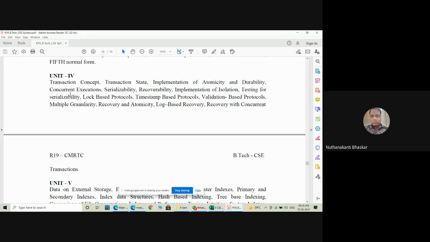finance will come, then transaction management is required. Okay?